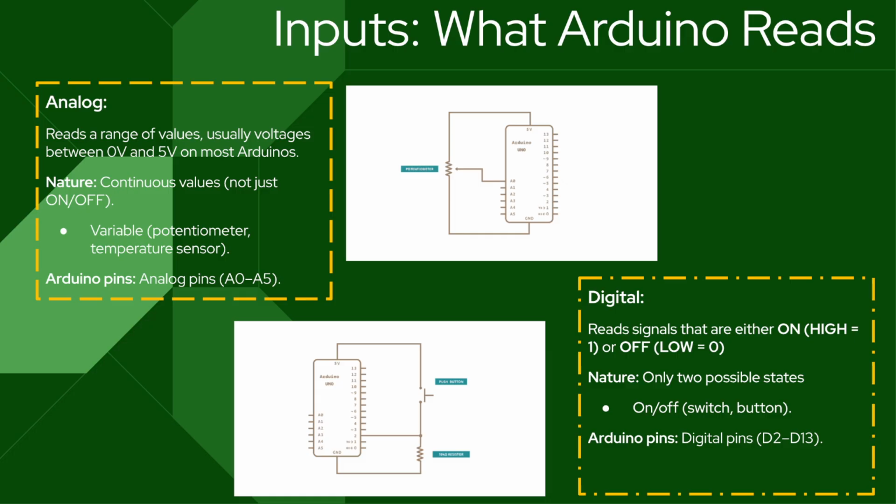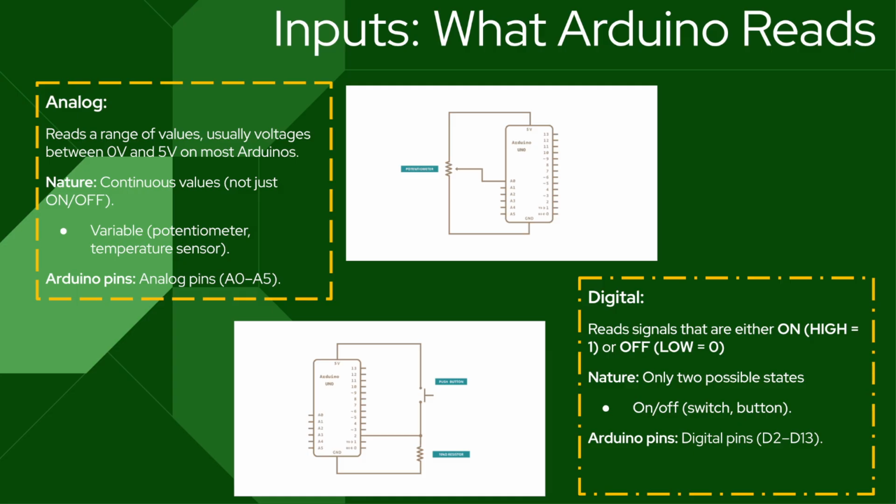So, what is the Arduino really reading? When we look at an Arduino, we need inputs. The inputs are how the Arduino is sensing the world. We have digital inputs and analog inputs. We're going to look at digital inputs right now, really quick. They're the most simple ones.